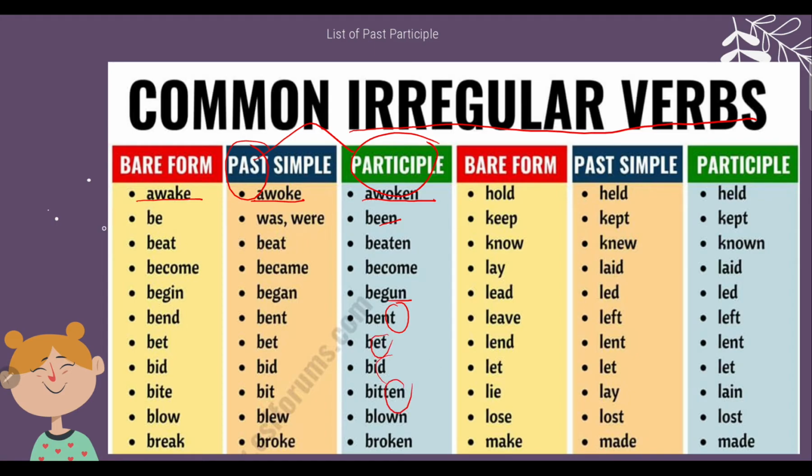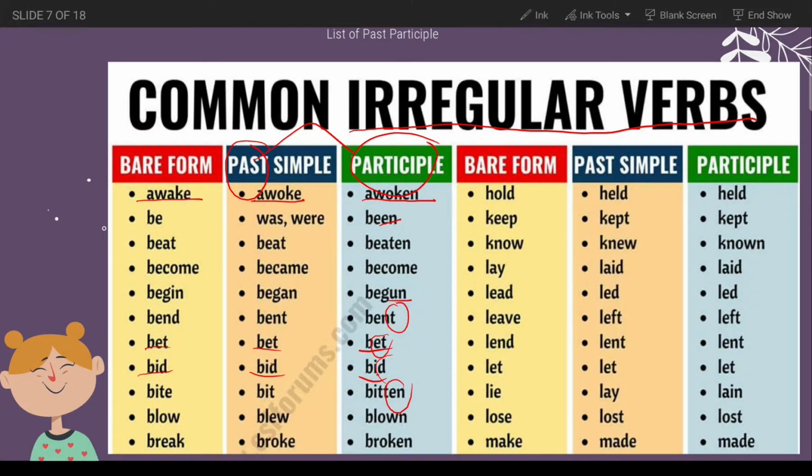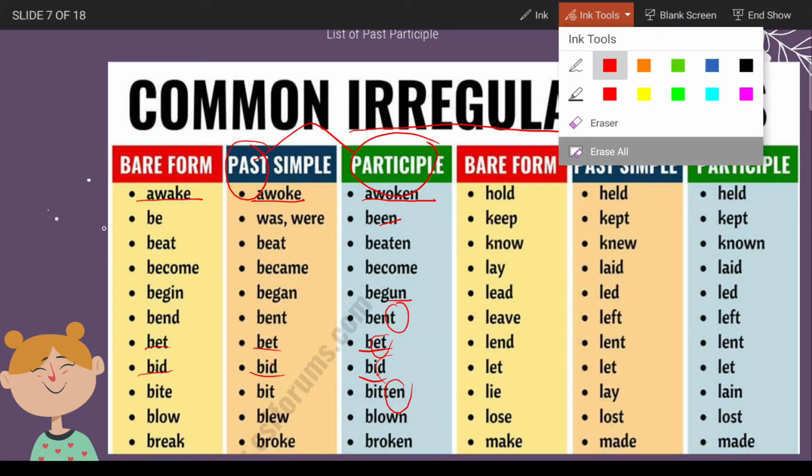So sometimes there are verbs that do not change at all. For example, beat, beat, beat. You can get more examples on the internet. All right, everyone. Okay, let's move on to the next one.